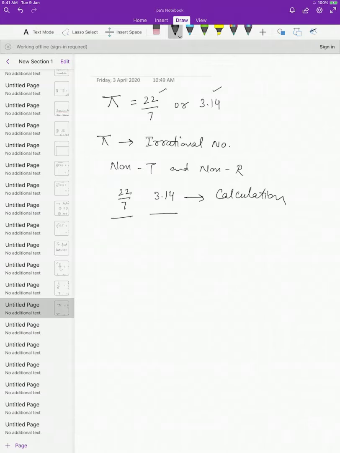So there should not be any confusion regarding pi. Yes, we use the value 22 by 7 or 3.14, but this is only an approximate value of pi which we use for calculation purpose. The actual value of pi is a non-terminating and non-repeating decimal. That is why pi is known as an irrational number.